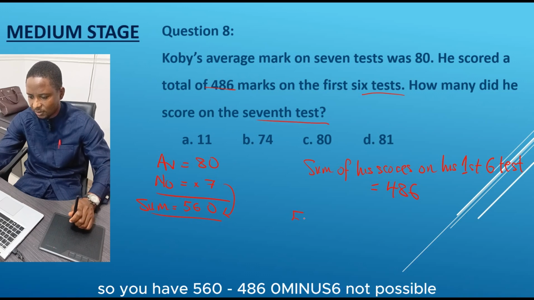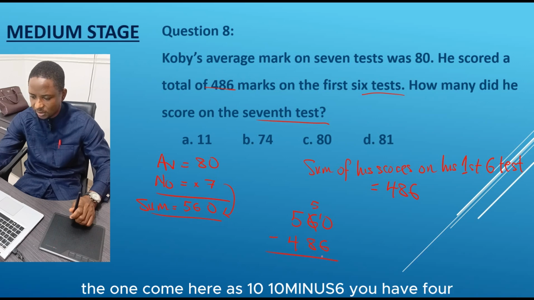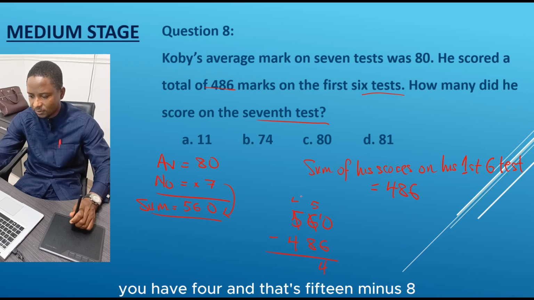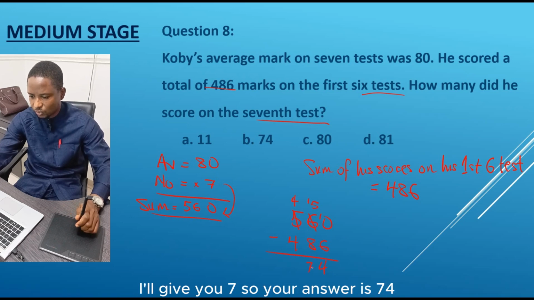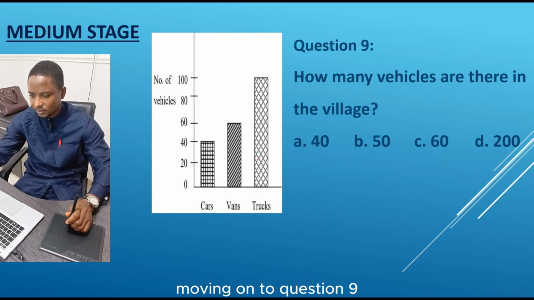So you have 560 minus 486. 0 minus 6, not possible. Borrow 1 from here, you have 5. The 1 comes here as 10. 10 minus 6, you have 4. Borrow 1 from here, you have 4. And that's 15. Minus 8, that will give you 7. So your answer is 74. I hope it's clear. Moving on to question 9.